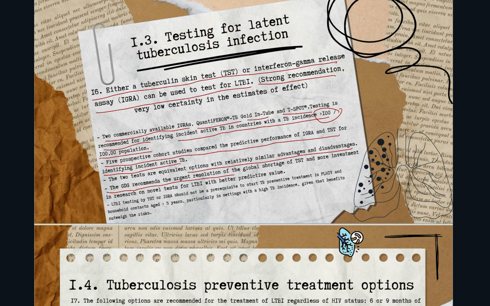GDG recommends the urgent resolution of the global shortage for TST and more investment in research and novel tests for latent TB with a better predictive value. Latent TB testing by TST or IGRA should not be a prerequisite to start a TB preventive treatment in people living with HIV and household contacts of less than 5 years, particularly in settings with high TB incidence, given that benefit outweighs the risk. This is very important.